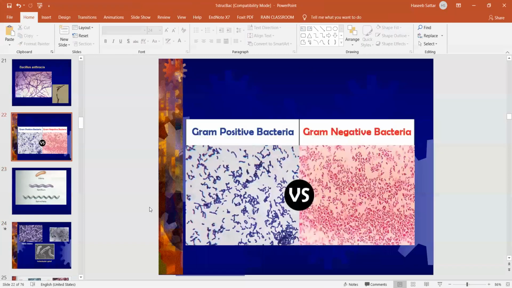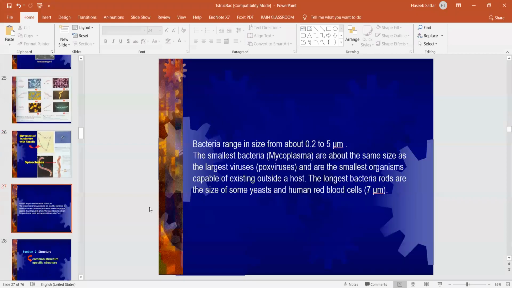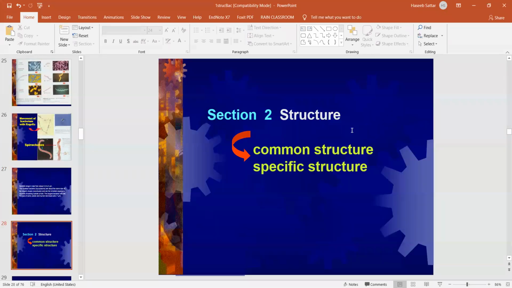These are the two types of bacteria and their composition is also different. So regarding bacterial structure, gram positive and gram negative bacteria both have some common structures and they also have some differences, because their composition is not the same. Some structures are common, but some structures are specific. Specific means they are only present in gram positive or only present in gram negative.